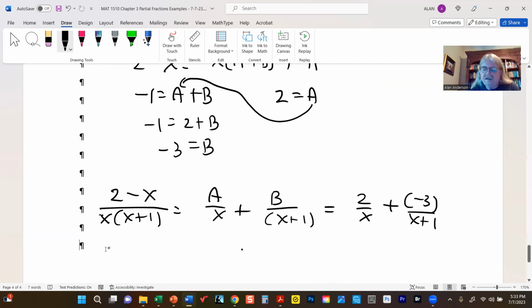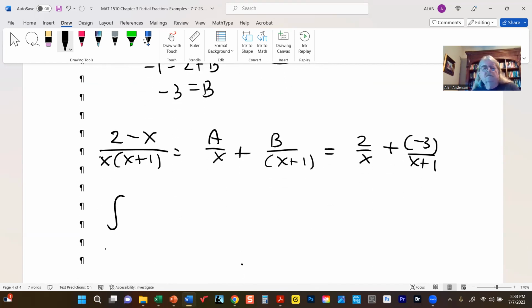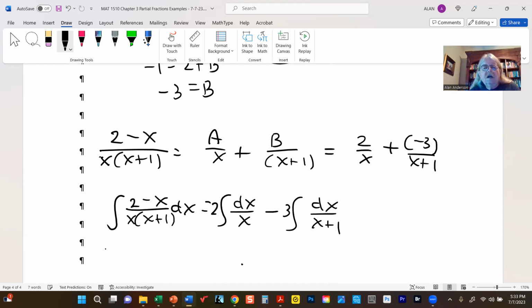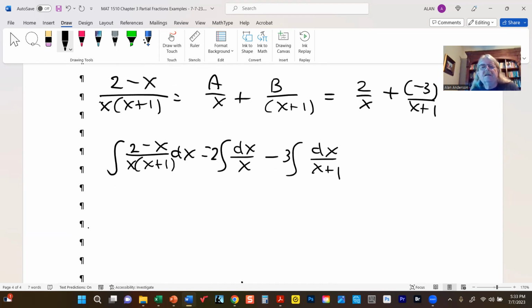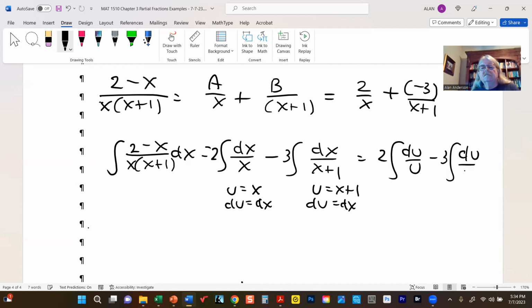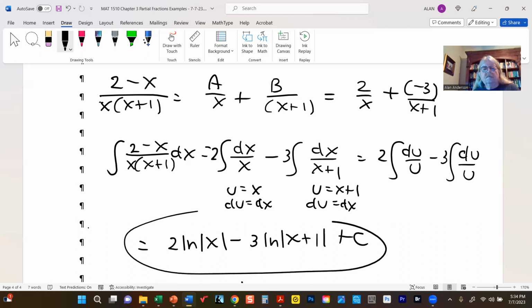All right, so the integral that we need can be rewritten as... All right. So again, this is just normal U substitution. Here you would have U is x, du is dx. Here you'd have U is x plus 1, du is dx. Very good.